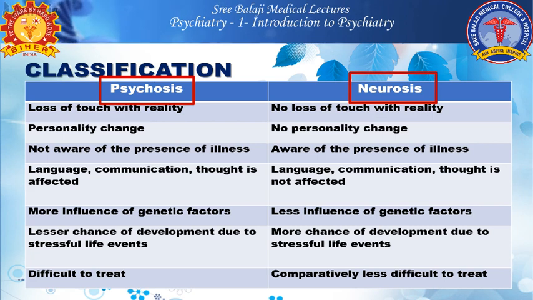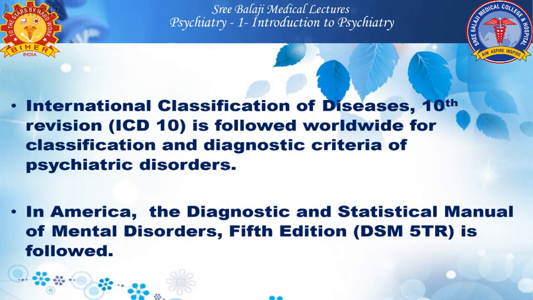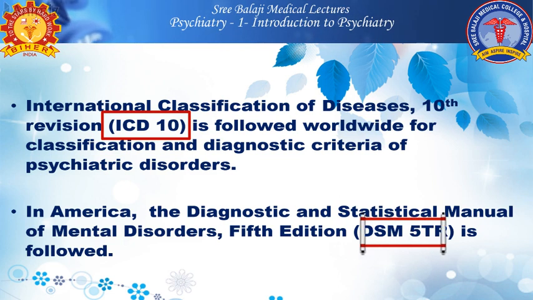Psychosis is difficult to treat. They might require long-term treatment, whereas neurosis is comparatively less difficult to treat. They might require only short-term medication and might get better with psychotherapy. Psychiatric disorders are classified and their diagnostic criteria are given clearly in the International Classification of Diseases, 10th revision, that is the ICD-10. This is followed worldwide. While in America, the Diagnostic and Statistical Manual of Mental Disorders, 5th edition, that is DSM-5-TR, is followed.